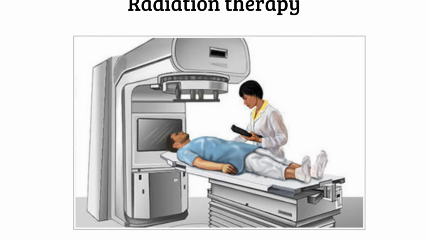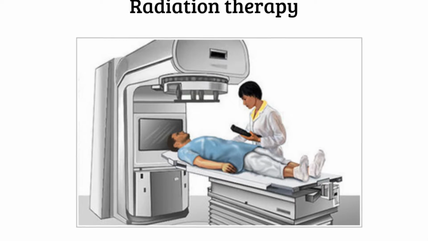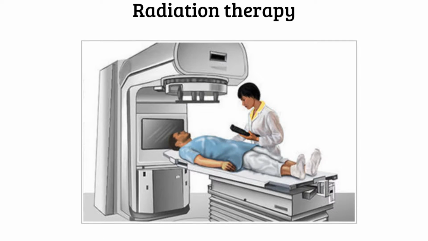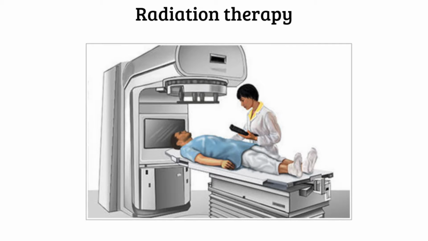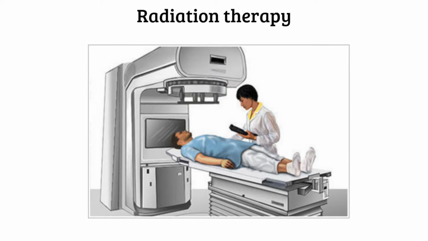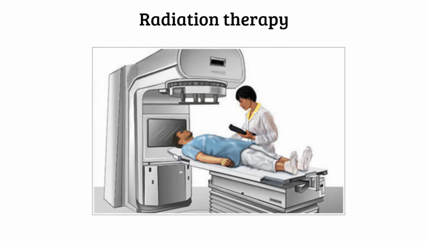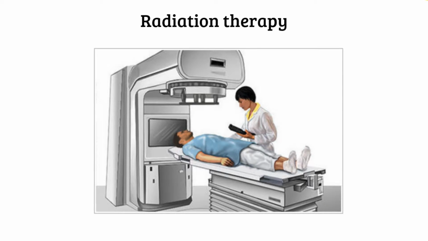Next, we have radiation therapy. Radiation therapy is an option for women with all stages of uterine cancer. It may be used before or after surgery, and for women who can't have surgery for other medical reasons, radiation therapy may be used to destroy cancer cells in the uterus. Radiation therapy uses high energy rays to kill cancer cells. It attacks cells in the treated area only.